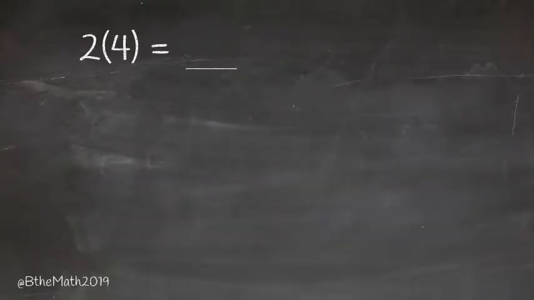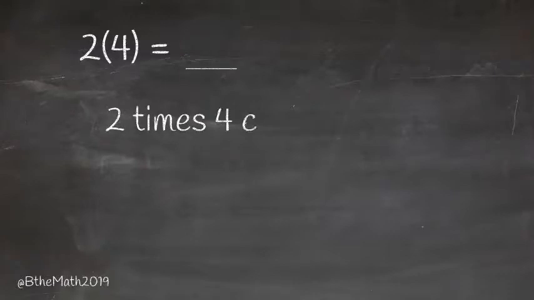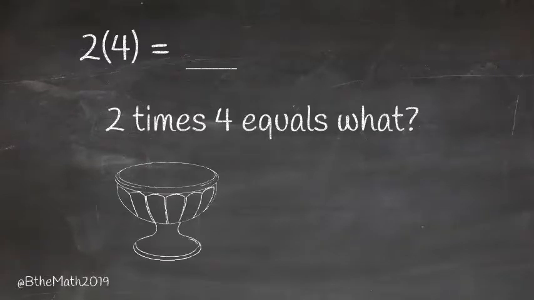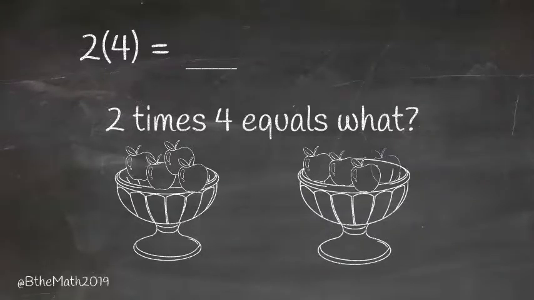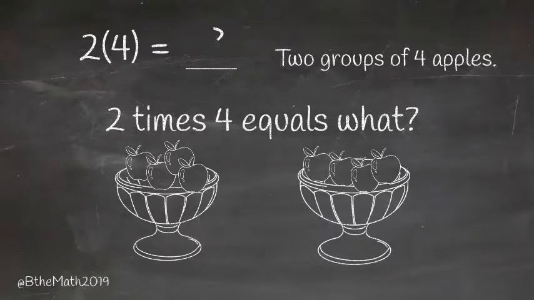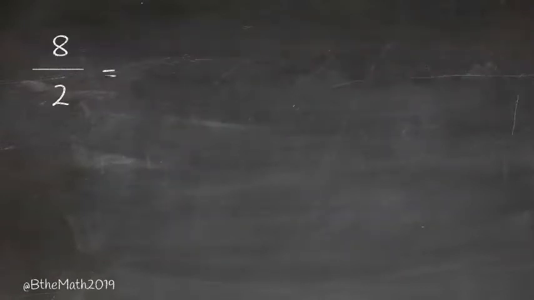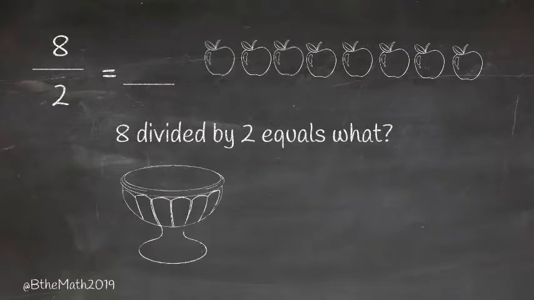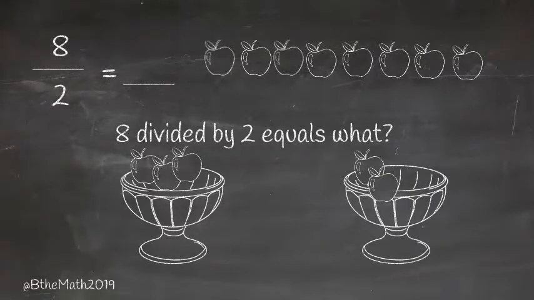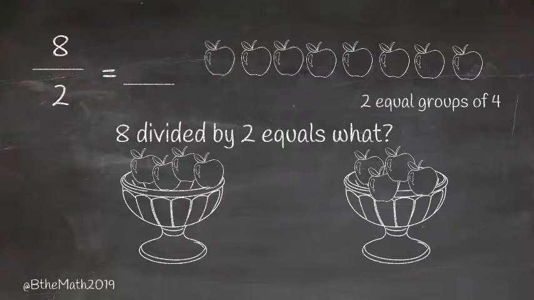Two times 4 equals what value? This says we have two groups of 4, so we would have a total of 8. Eight divided by 2 equals what? We have two groups, and we put the apples into two equal groups, so we have 4.